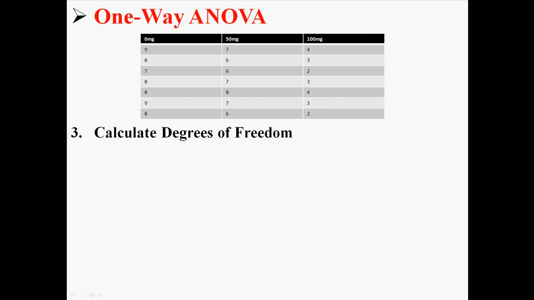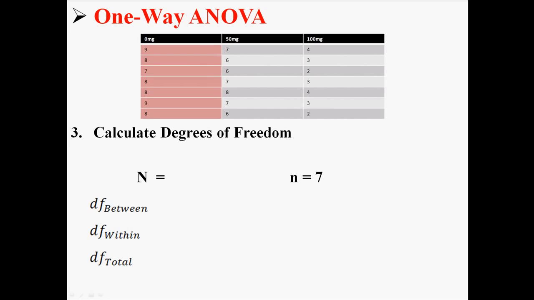Next, we're going to calculate the degrees of freedom, and we're going to need 3 of those. We're going to need degrees of freedom between, degrees of freedom within, and degrees of freedom total. Now, before I do that, we need to make sure you understand the distinction between capital N and lowercase n. Lowercase n in this case is 7. It refers to how many people are in each level of the independent variable. And capital N refers to the total number of people in the experiment. So lowercase n is 7, capital N is 21. We're going to use that to calculate the degrees of freedom and some other things.